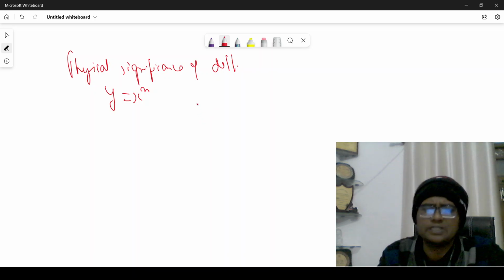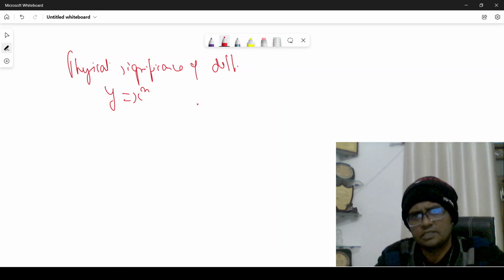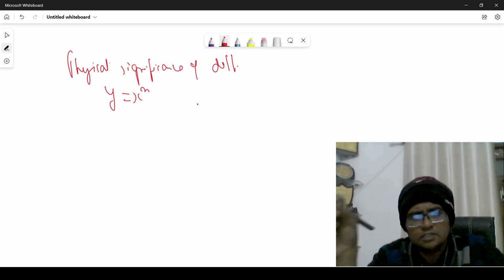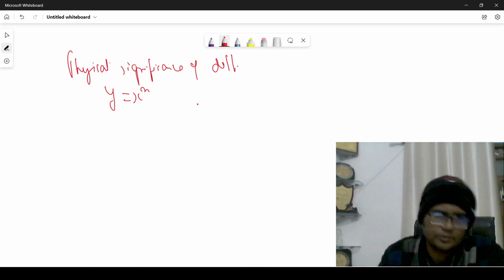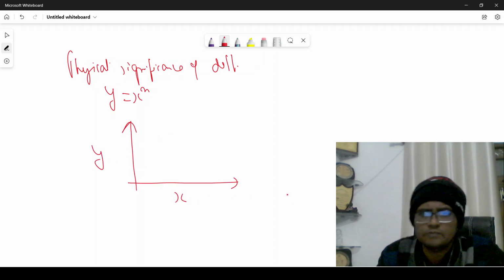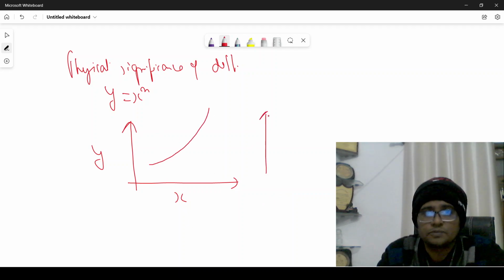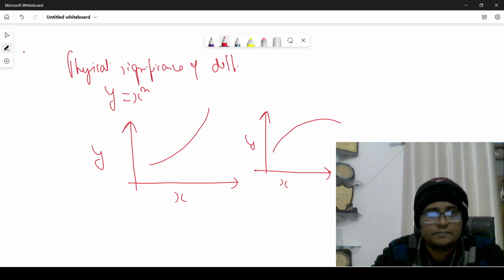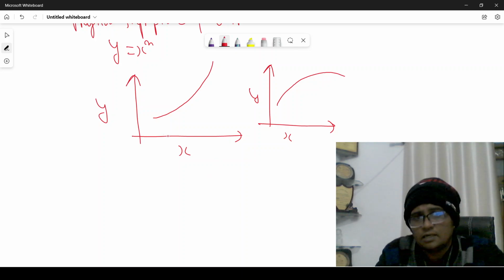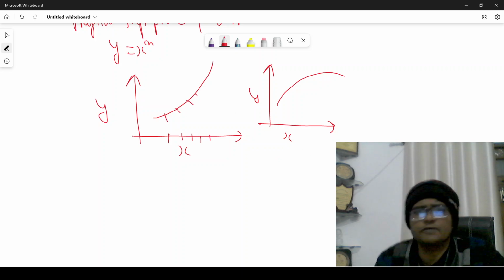It means that we have got a curve, a graph, which shows what happens to the value of y when we put different values of x. Suppose we have a graph like this, y and x. It can be of any shape, say like this, or like this also. In this graph we can put various values of x and we get the respective values of y.